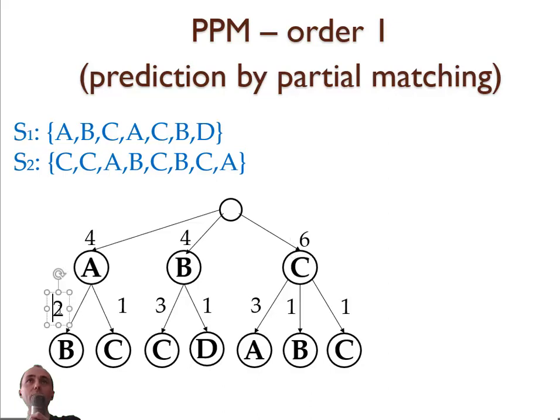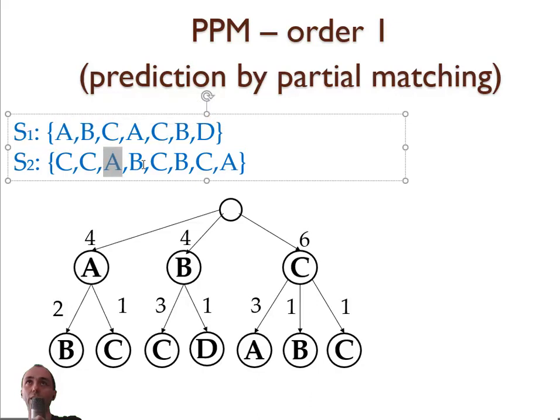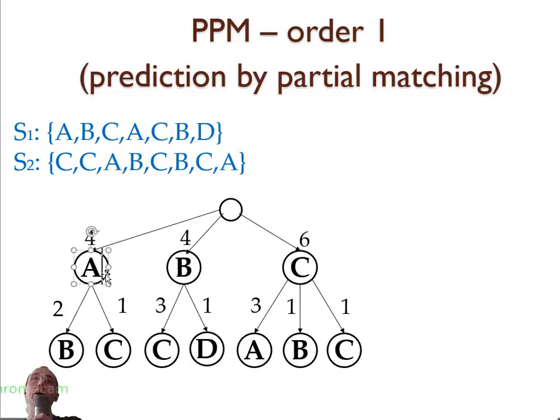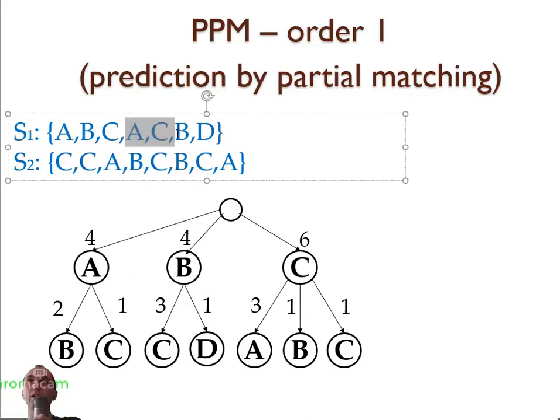Then here we have a 2. It means A is followed by B 2 times. Here it is just after, there's no gap. So A followed by B appears 2 times. There must be one after the other. A followed by C appears only 1 time. Then B followed by C, B followed by D, and so on. So this is how we build the model.